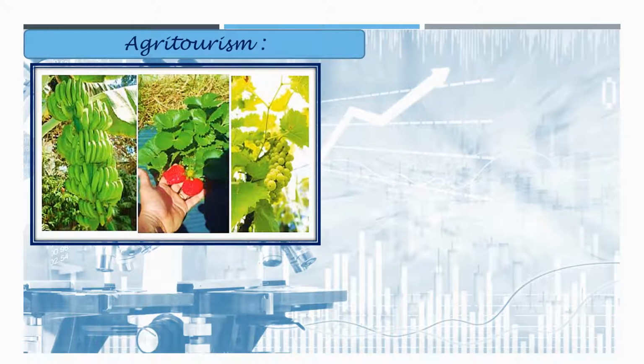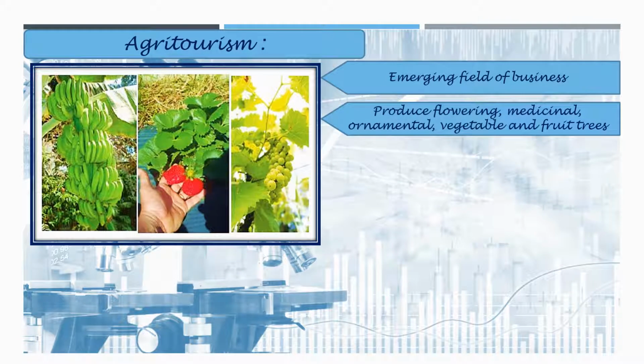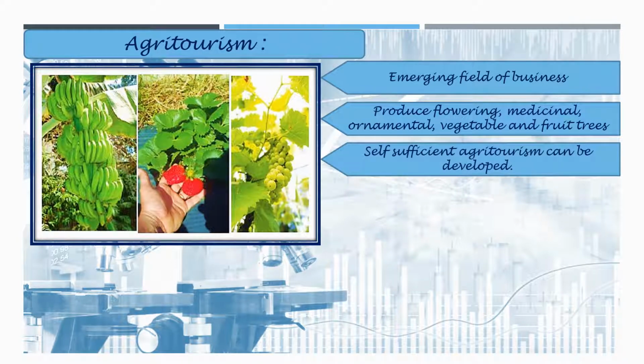Now let's understand about agritourism. Agritourism is an emerging field of business, and the tissue culture technique is used here to produce flowering, medicinal, ornamental, vegetable plants and fruit trees on a large scale. A fully self-sufficient agritourism center can be developed by growing some of these plants.